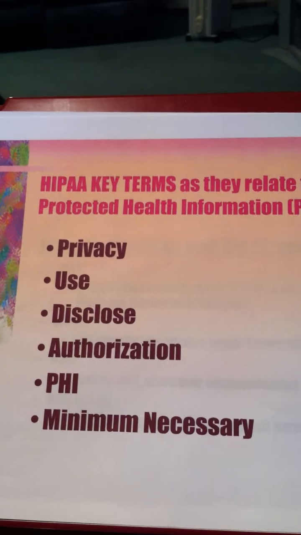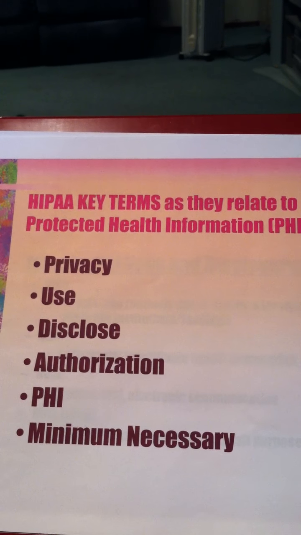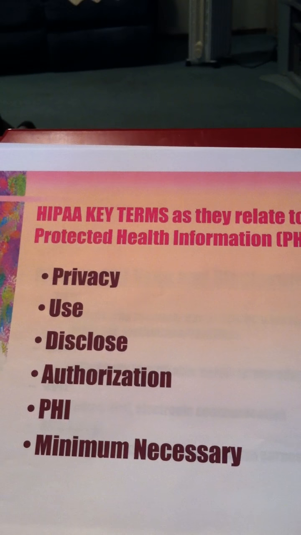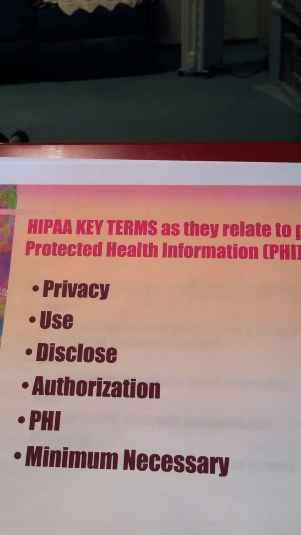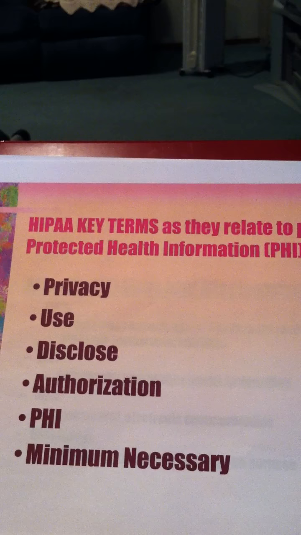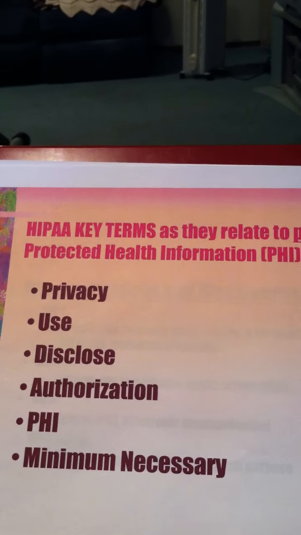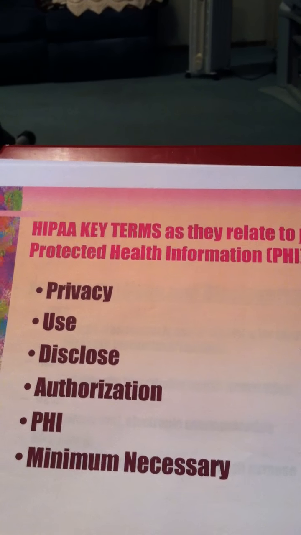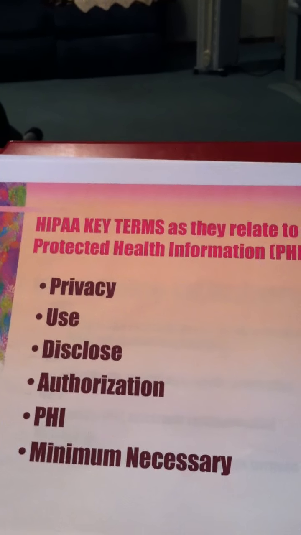Authorization: the mechanism for obtaining consent from a patient for the use and disclosure of health information for a purpose that is not treatment, payment, or healthcare operations. PHI, protected health information: all individually identifiable health information and any other information on treatment and care that is transmitted or maintained in any form or medium, such as electronic, paper, or oral.